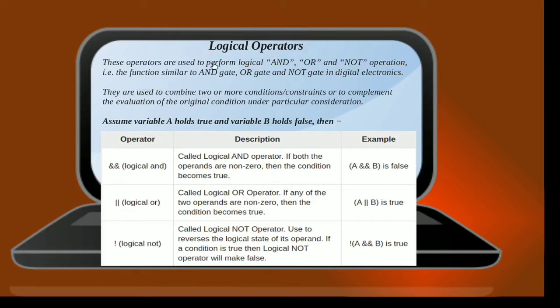We generally make use of the logical operator in order to combine two or more conditions, for which we make use of the AND gate or the OR gate, or we make use of the logical operator in order to complement the evaluation of the original conditions, whereby we make use of the NOT gate.